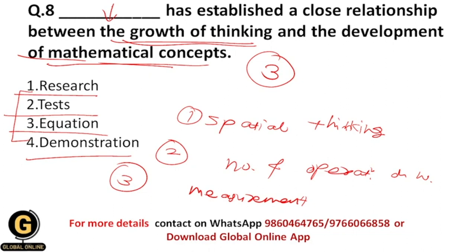And that's why, because of research, we get to know that the growth of thinking and the development of mathematical concepts have a close relationship. Okay, and that's why here the correct answer is 1.